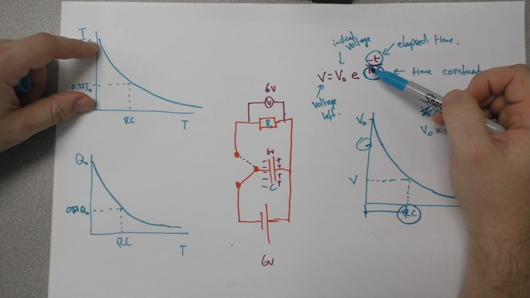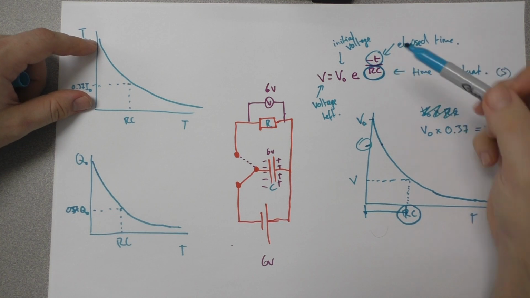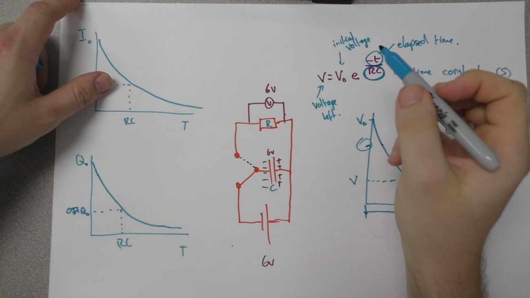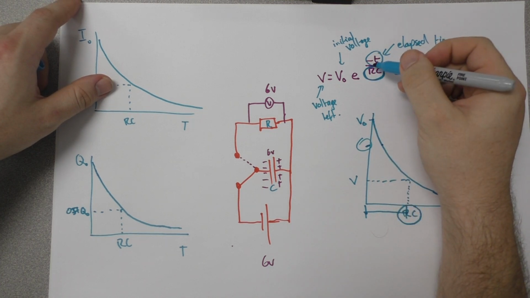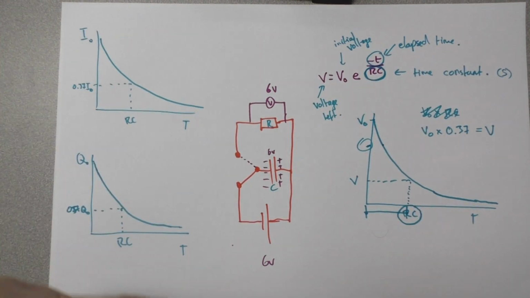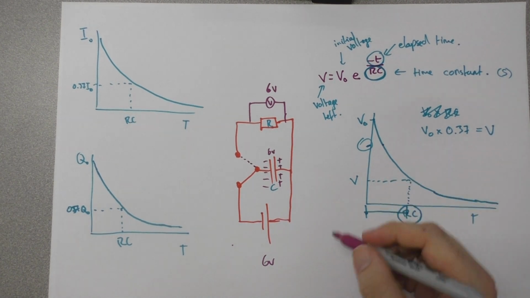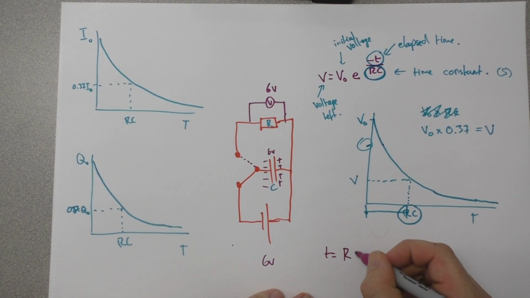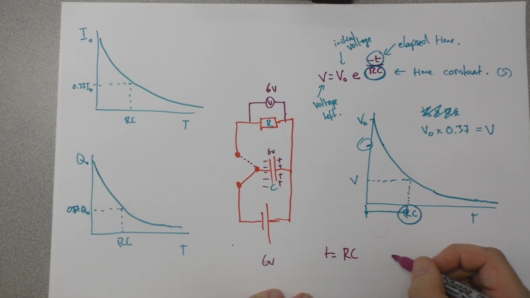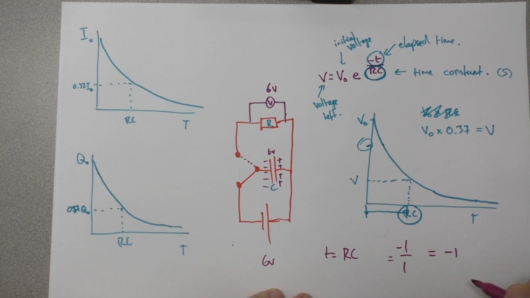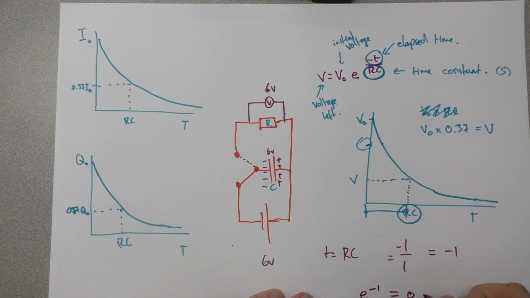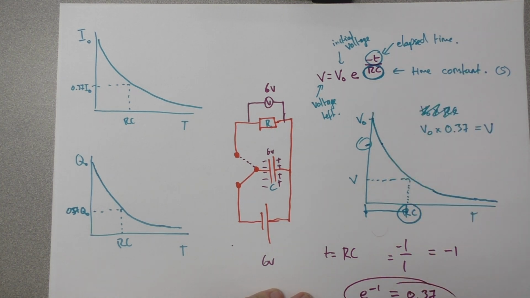What's really quite cool about this, where does that 0.37 come from? Well, what's interesting is that if you have a time that is equal to RC, then you just have a value, and I'll do this down here, and maybe in a different color as well. If the time that had elapsed was equal to RC, well then you'd have 1 over 1, and it'd be minus 1 over 1, which gives you overall minus 1. And if you actually do e to the minus 1 on your calculator, it equals 0.37.